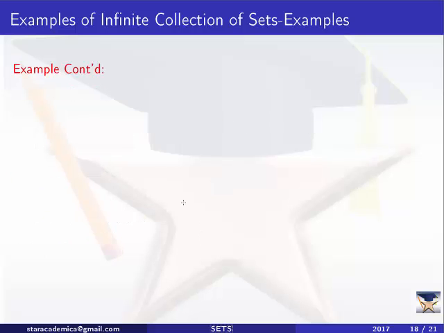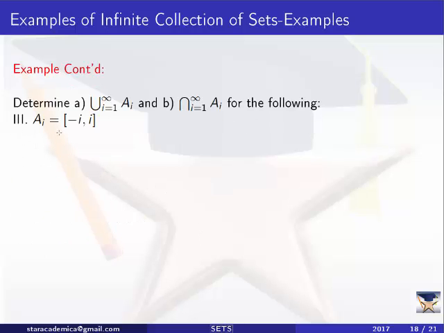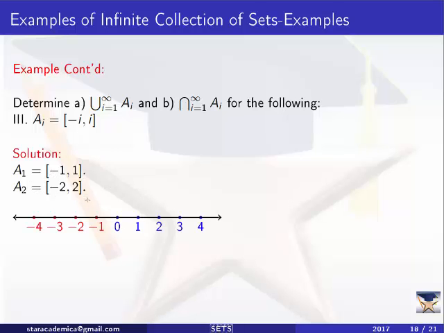Okay. Another example. This time we need to be a little more careful. We have a closed bracket, so what does it mean? This means that this is a part of the real line, right? From minus i up to i. So we have infinitely many numbers, elements here. So this is the closed interval minus 1 to 1, A2 is minus 2 to 2. So this is the real line.